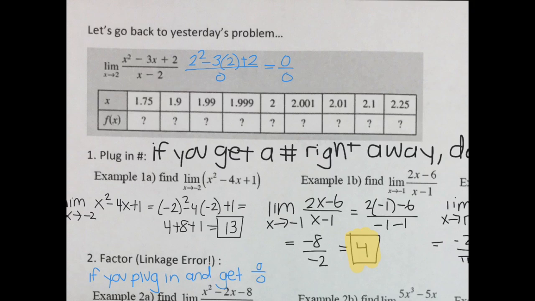So the next step that we should do is we should probably factor. And when I factor, I realize that I can cancel out x minus 2. So now I can say that my original limit question is equivalent to the limit as x approaches 2 of just x minus 1 through simplification. And then once I've simplified, then I can plug in my value again, and I ultimately get that my answer is 3. And I know from yesterday that's my answer because we figured it out through the table.